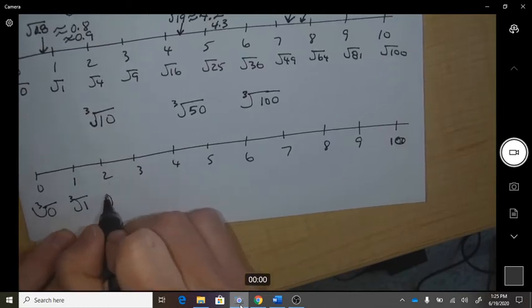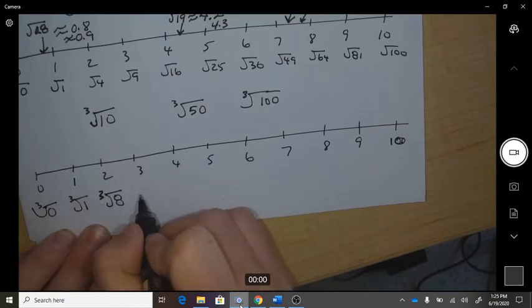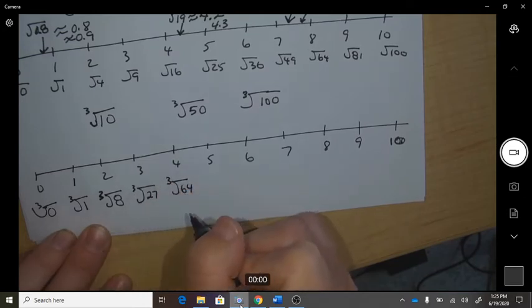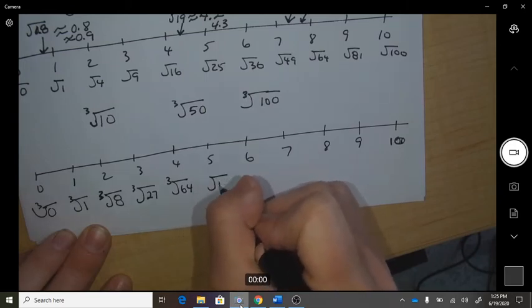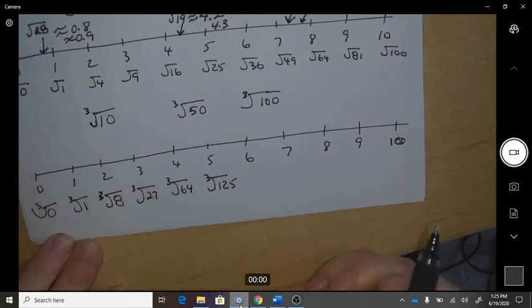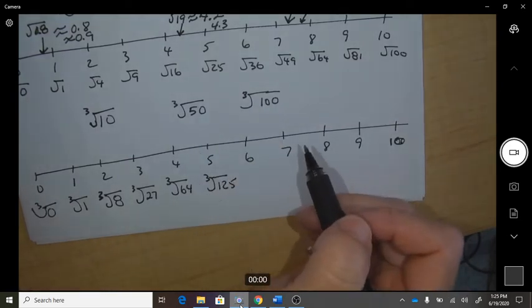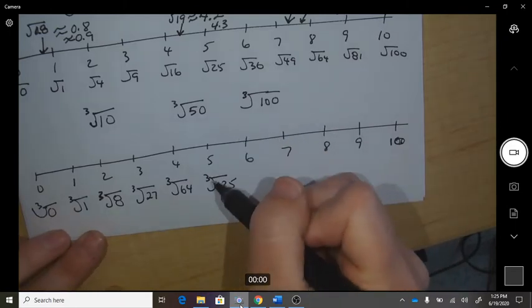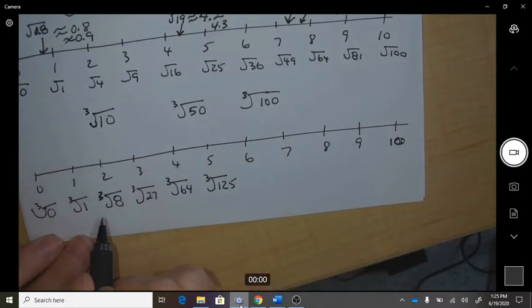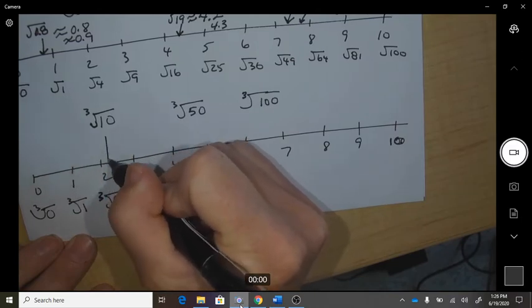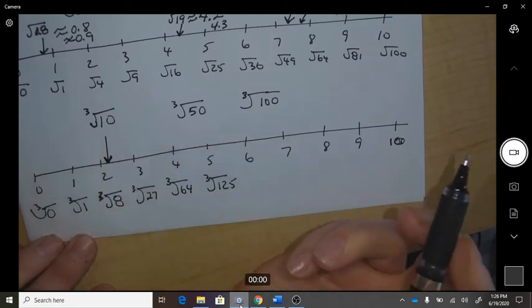What is 2 cubed? 2 times 2 times 2 is 8. 3 times 3 times 3 is 27. 4 times 4 times 4 is 64. And this is cube root of 125. So if you think about where these numbers would go, the cube root of 10 would be right here on a number line.